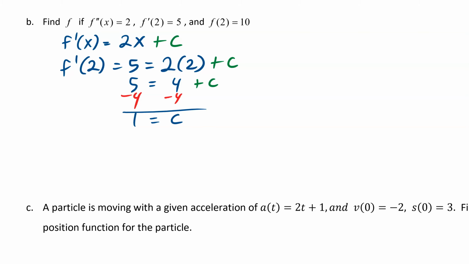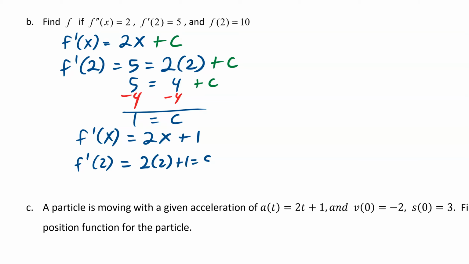All right, now we always want to make sure that what we have is correct. So this is 2x plus 1. So now to check, and then we'll erase it right after. F prime of 2 is equal to 2 times 2 plus 1, and I get 5. So that checks perfectly. We know we're good.